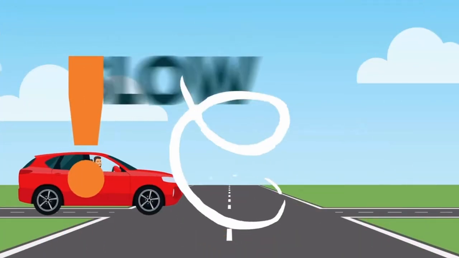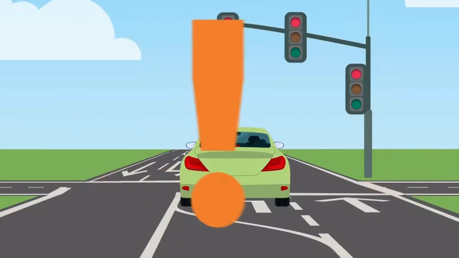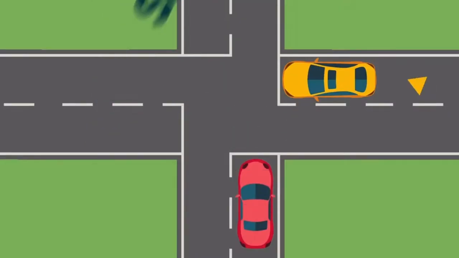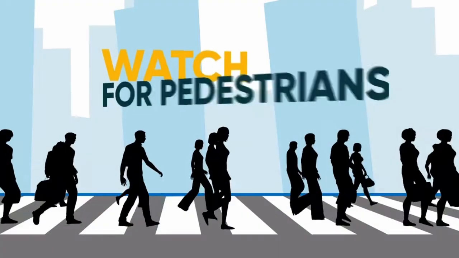The number one rule to staying safe when you encounter an intersection is to slow down. Pay attention to traffic signals, follow right-of-way rules, and watch out for pedestrians.